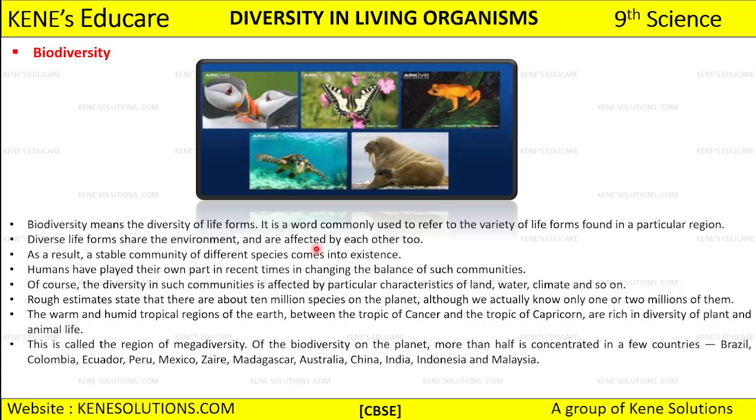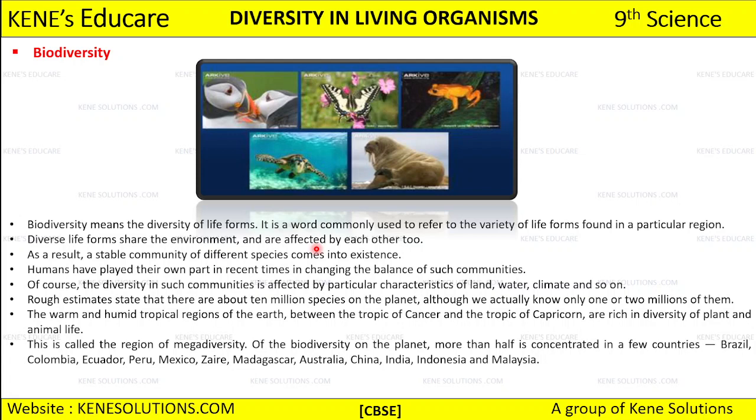So here we have a region of mega diversity. Now what is this region of mega diversity? Just imagine that there is a warm and humid tropical region of the earth, and this humid tropical region is present between the tropic of Cancer and the tropic of Capricorn. The species or organisms that you see between the tropic of Cancer and tropic of Capricorn are rich in diversity of plant as well as animal life. So they have a rich plant biodiversity as well as rich animal diversity.